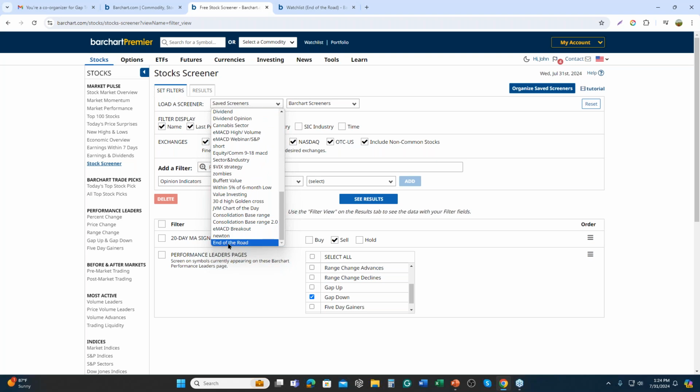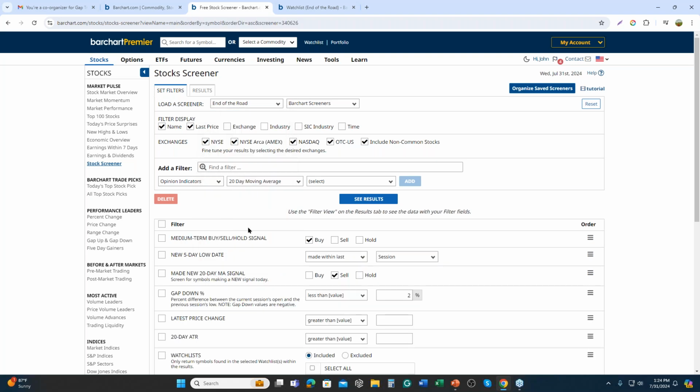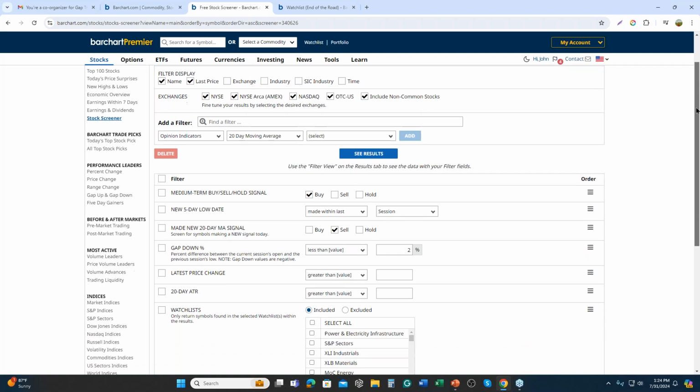Now there's a little joke here, right? The end of the road gap screener is at the bottom of my screener list. And again, for those who aren't familiar with Barchart, one of the benefits of being a premium member is I have unlimited screeners. So here is my end of the road screener.